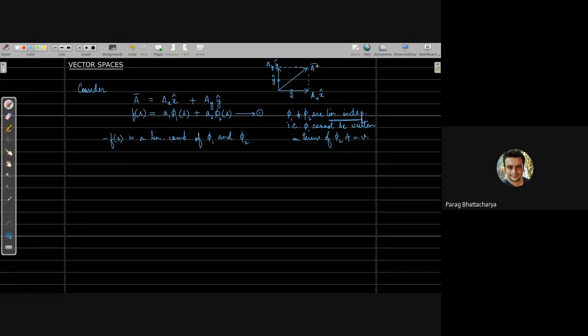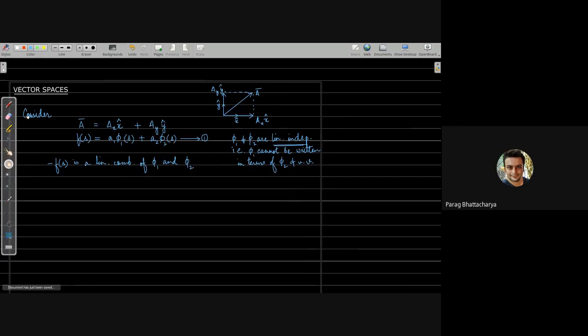Now, this vector a, what are the different ways by which I can represent it? One way is obviously this one, right? You could represent this vector a as ax into x cap plus ay into y cap. This is one way to represent this.